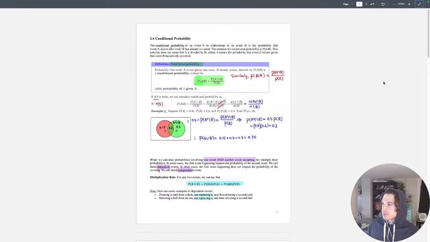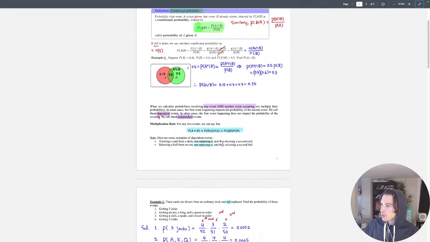Definition of conditional probability: probability of A given B equals the probability of A intersect B, so this overlap right here, divided by the probability of B. So this gives you the probability that you get A given that you know you're getting B. And the way that you can think about this division operation is it's sort of zooming in from the universe of S into the universe of B. That's why we're dividing.